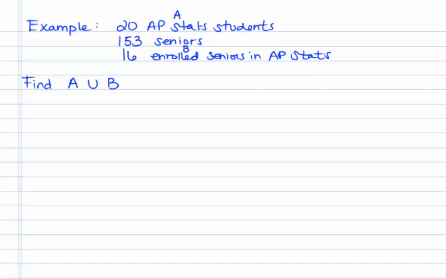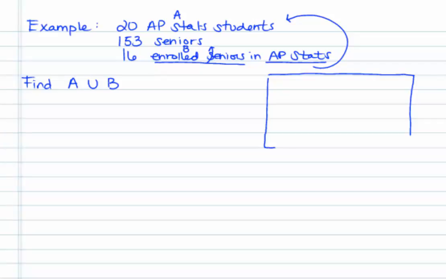You can't just add up 20, 153, and 16, because there are 16 seniors that are being counted already here, and those same 16 students are being counted within here. So we have to be careful that we don't want to use them twice. We also don't want to eliminate them and forget them altogether. So if I were to build a Venn diagram that might help us, and then I'm going to give you a formula that's actually one of the probability rules too.